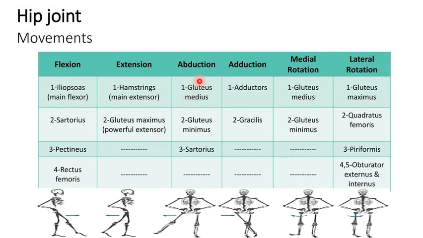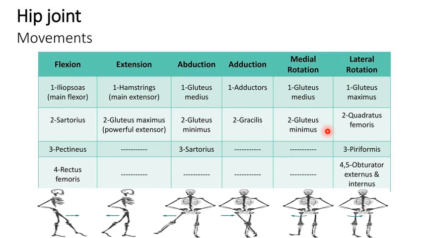And the abduction. Abduction is by the gluteus medius, minimus, and the sartorius. Adduction, all the adductors: adductor longus, adductor brevis, adductor magnus, gracilis, pectineus. Medial rotation is mainly done by adductors, that is the adductor longus, brevis, magnus, and also by the medius and the minimus.